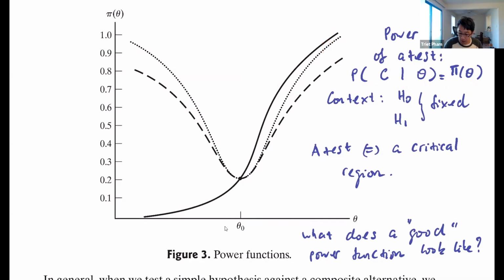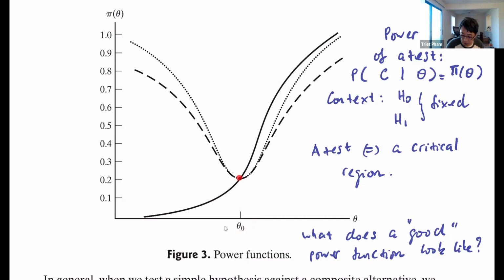Now, suppose you take a look at these. What does a good power function look like? Or maybe that's a hard question. Let's zoom into this first.